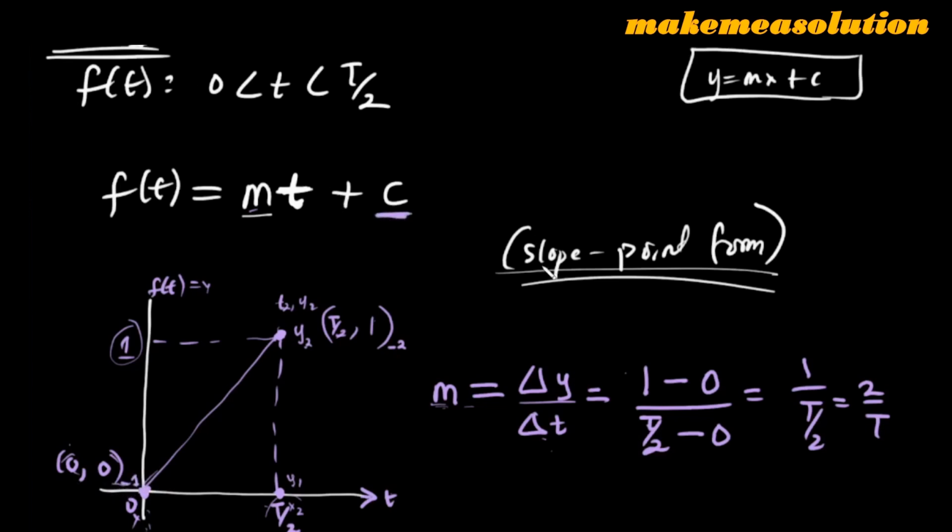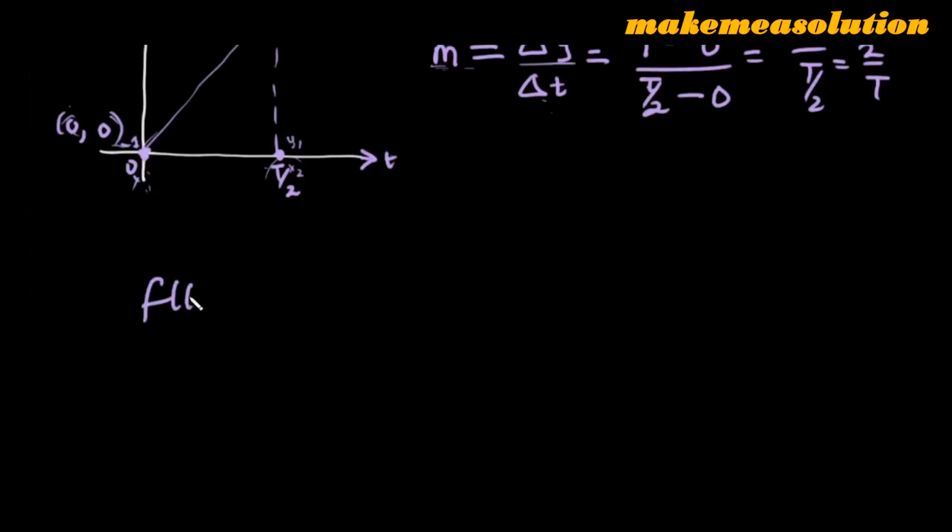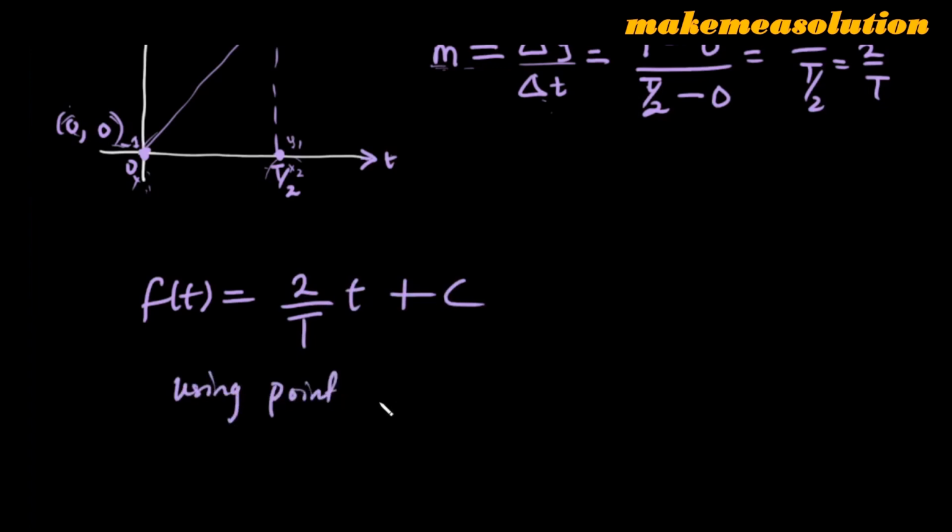So the concept of the slope point form is to determine the slope. After finding the slope, you choose a point that is known on that line. After you choose that point, you use it to find the value of c. So what do I mean? My f of t is now going to be written as m, which is 2 over T, times t plus c. I'm going to use the point 0 comma 0, which is on the line. It's telling me that the value of f of t will be 0 when the value of t is 0.